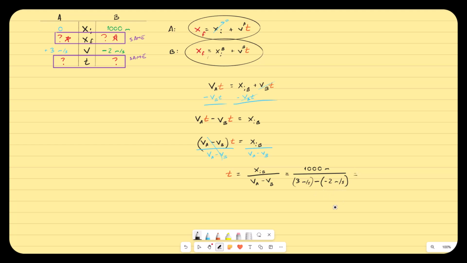And I get that they meet up. 3 minus negative 2 is 5. 1,000 over 5 is 200. They meet up after 200 seconds. Keep going, because I wasn't asked when do they meet up, I was asked where do they meet up. Now that I've got that 200 seconds, I'm going to fill in my table.